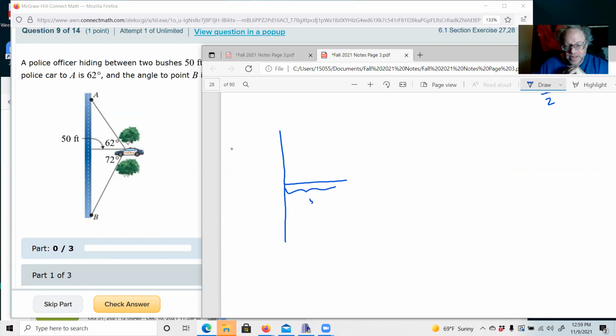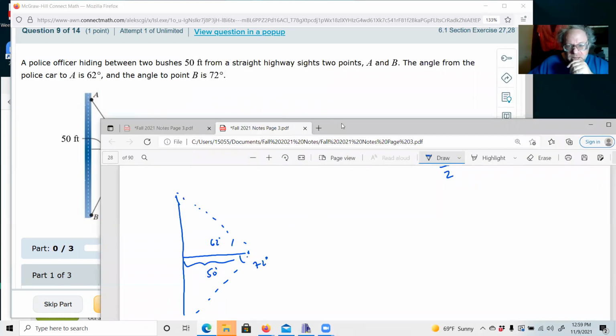So that is our 50 feet right there. We've got our police car. We've got a point A, and here's our 62 degrees. Here's our B, and we've got our 72 degrees here. We know that's 50, and we would like to know.